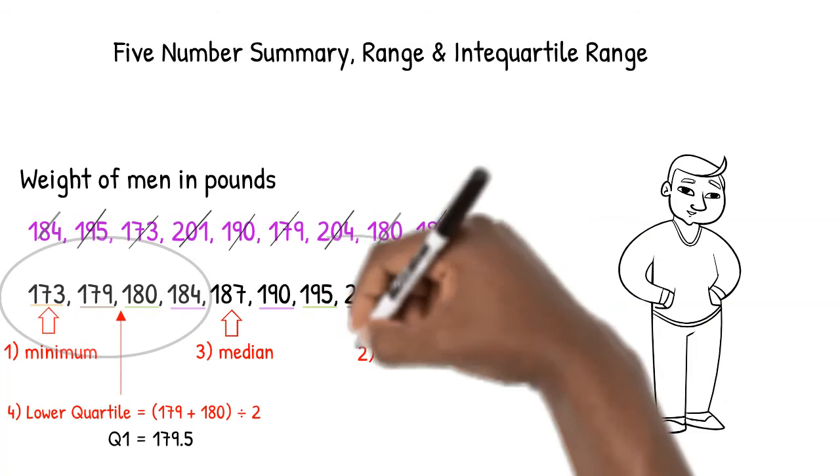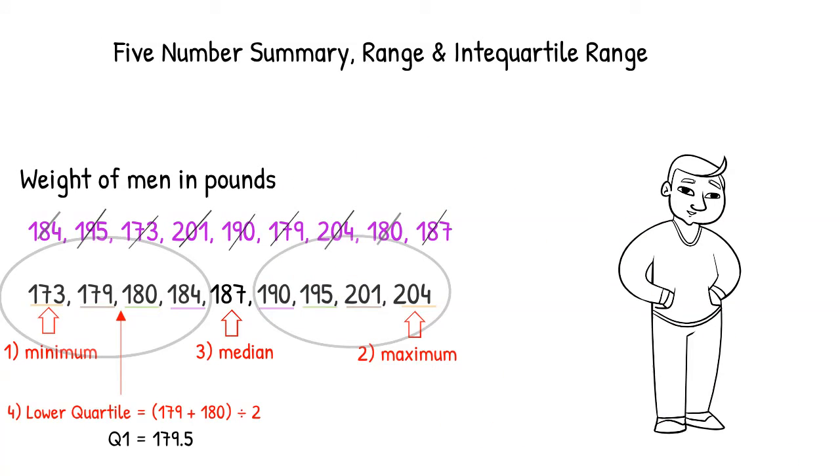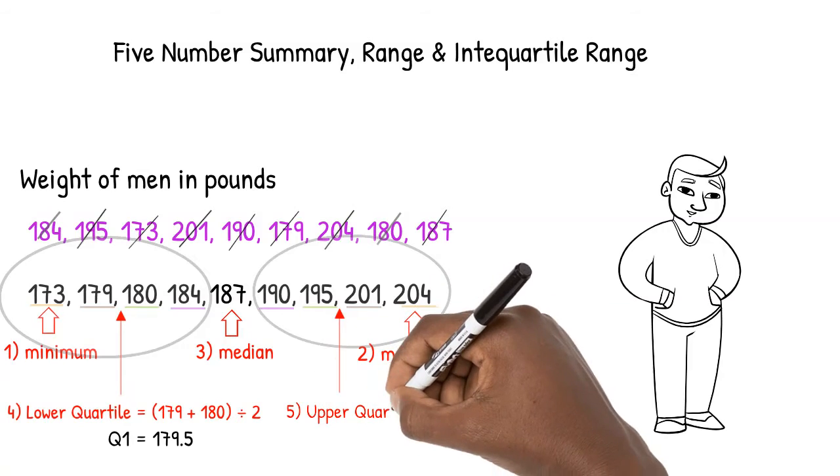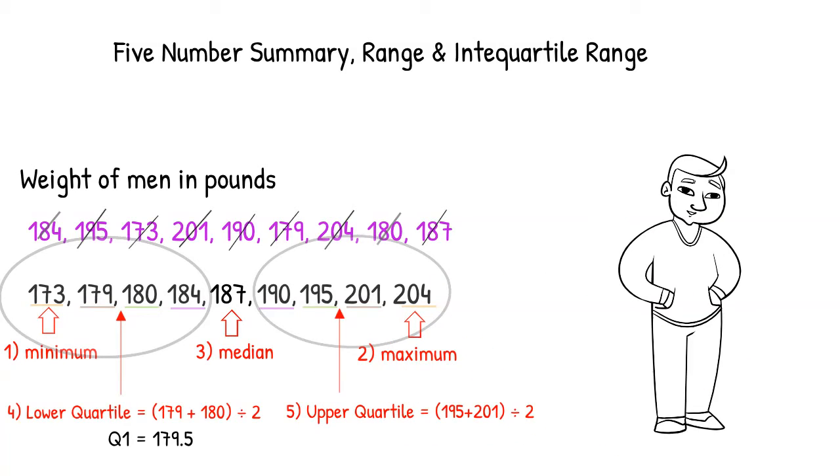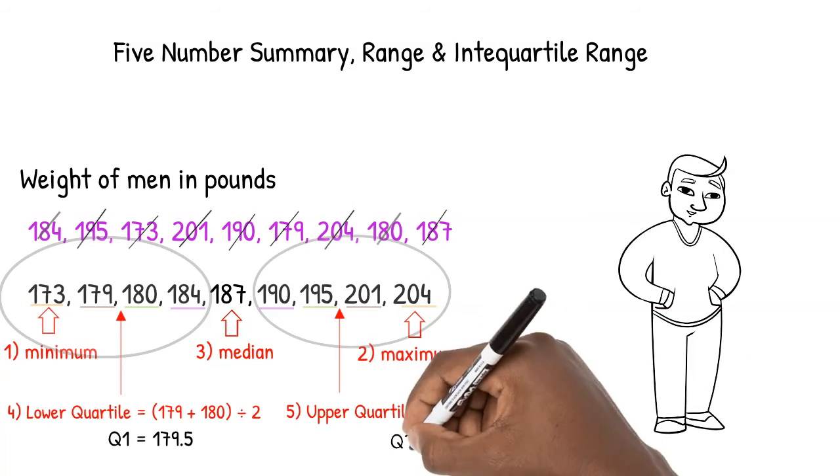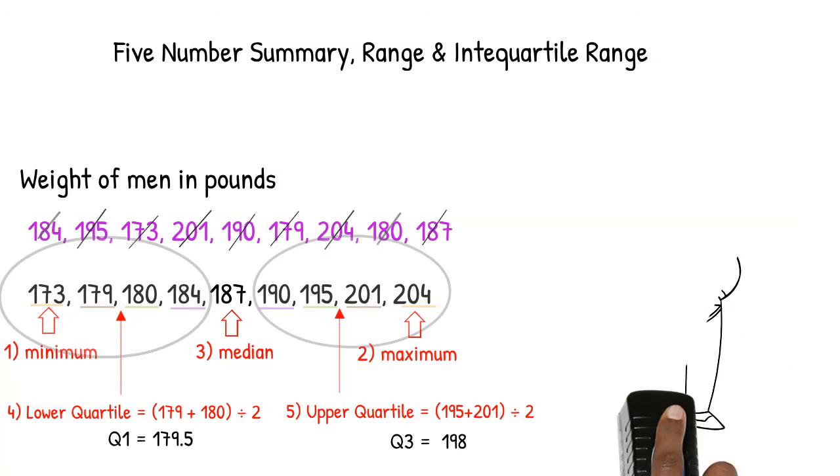The fifth and final number in our summary is the upper quartile. The upper quartile is the median of the upper half of the numbers, again disregarding the median. The upper quartile, otherwise known as Q3, in this case is the average of 195 and 201, which is 198 pounds.